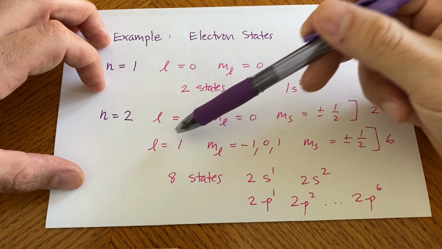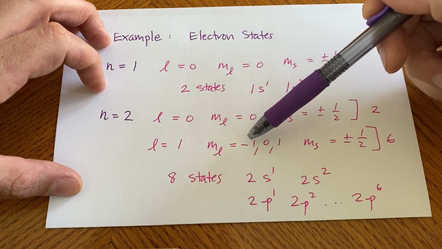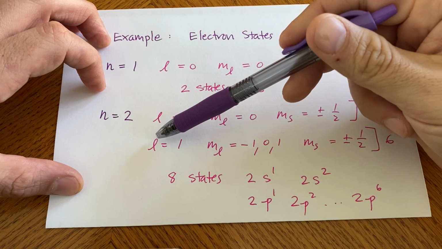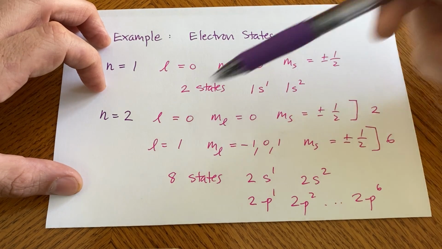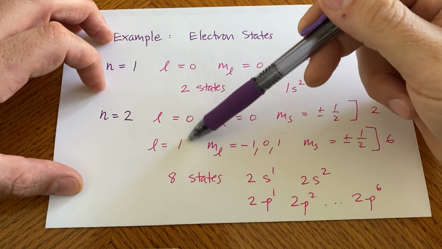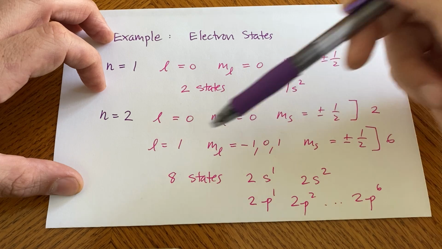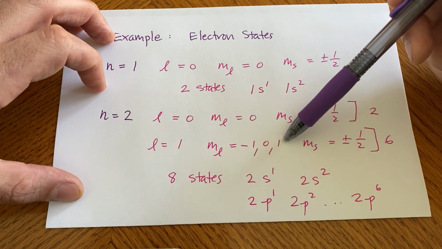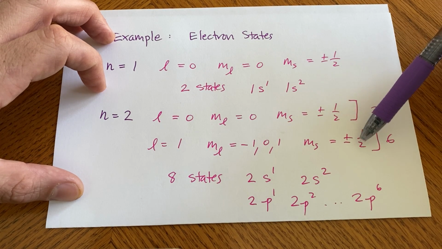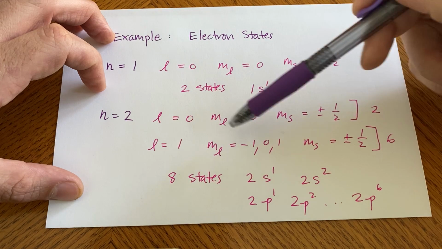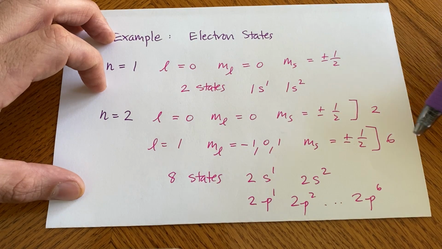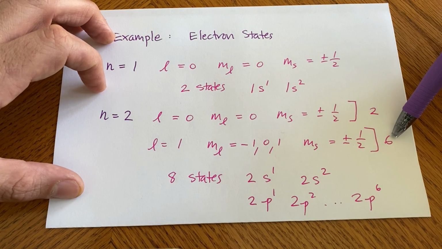But for L equals 1, now we have additional possibilities. m sub L could be minus 1, 0, or 1, right? Because it goes from minus L to L. And again, m sub S is always plus or minus 1/2. So in the L equals 1 orbital, we can have 3 different values of m sub L, and for each of those 3, 2 different values of m sub S. So you could have 1, minus 1, plus 1/2, 1, minus 1, minus 1/2, and so on. Add them all up and you get 6 states.